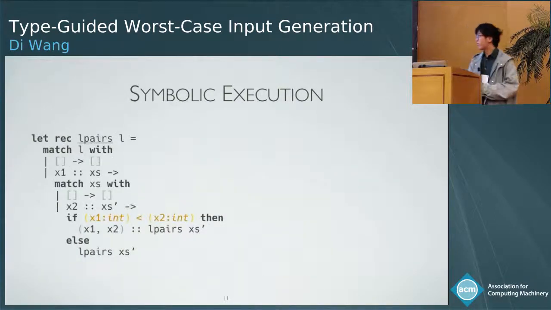So let's go back to the pairs example. If we do a symbolic execution through the program and collect all the paths, you can see the worst case is that we always execute the then branch of the conditional expression, because this branch has more memory allocation. So intuitively, you should always choose the then branch.